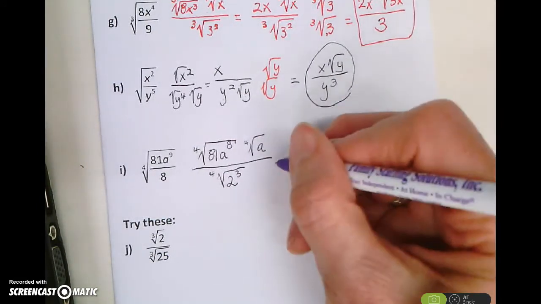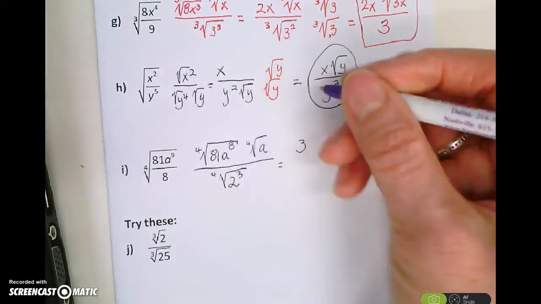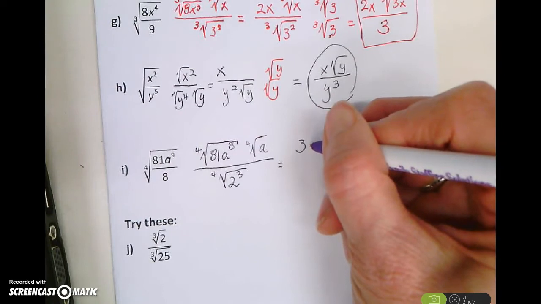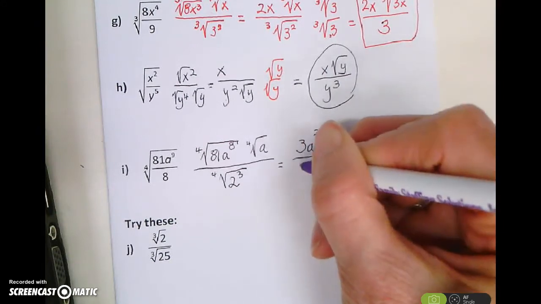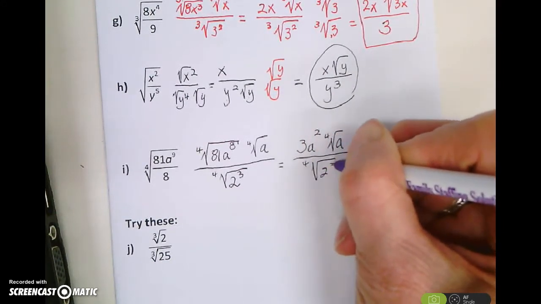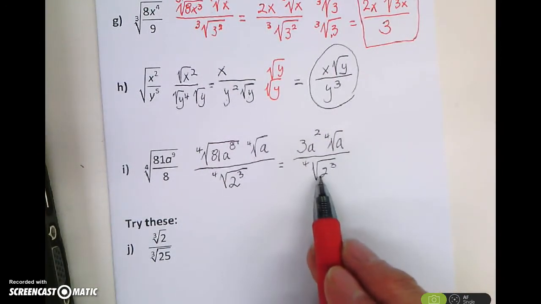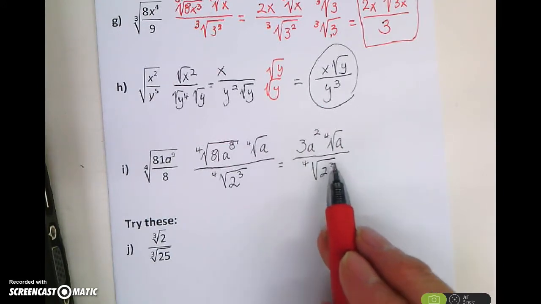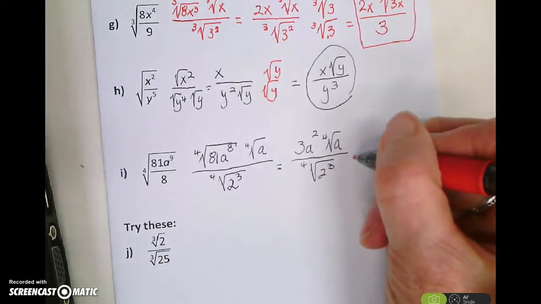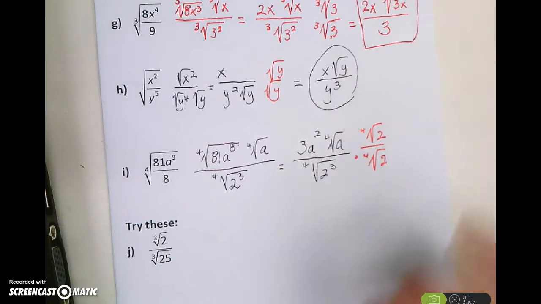So that is then going to give us the fourth root of 81, that is 3. And then the fourth root of a to the 8th is a squared, the fourth root of a. And then we still have down here the fourth root of 2 to the third. All right, so I'm still stuck with this radical in the denominator, so I need to make it perfect. My index is 4, and I have 2 to the third power. So how many more 2's do I need? That's right, just 1 more. So I have the fourth root of 2, clever 1, so put that on top as well.